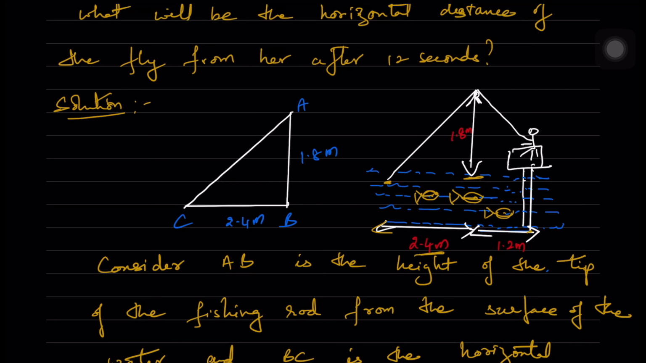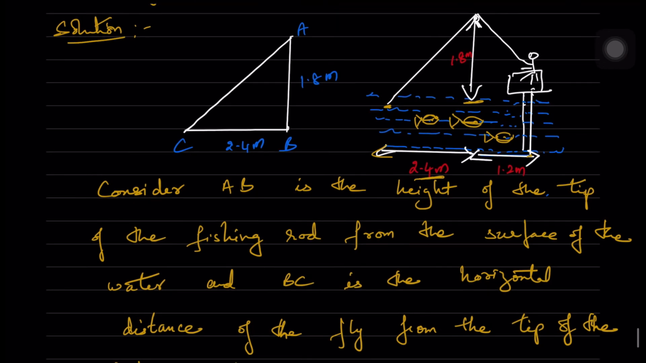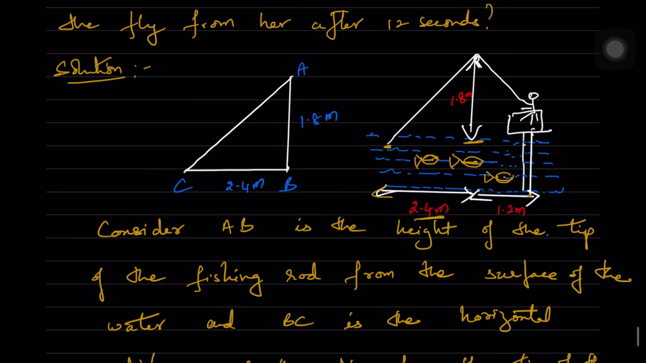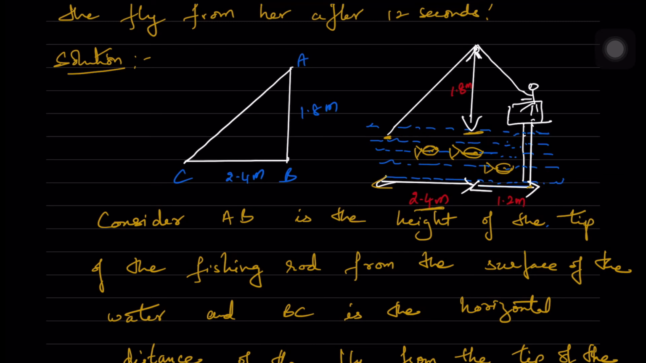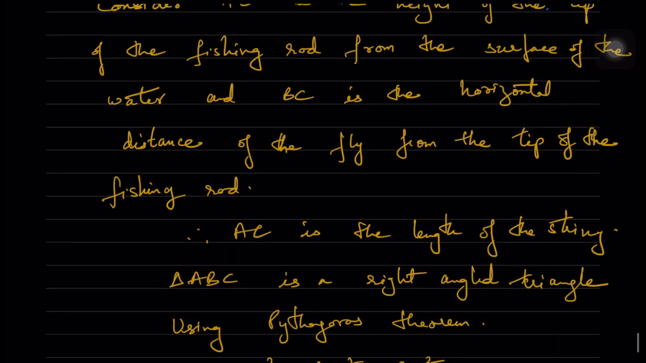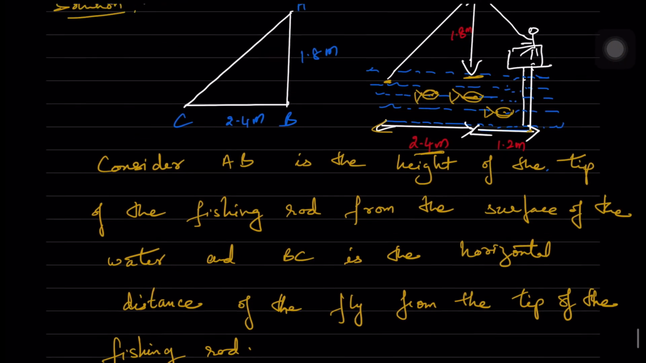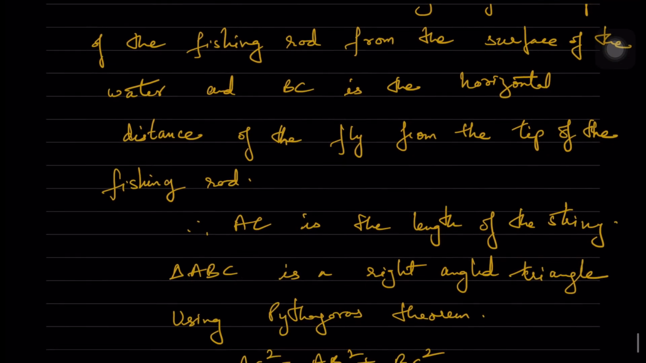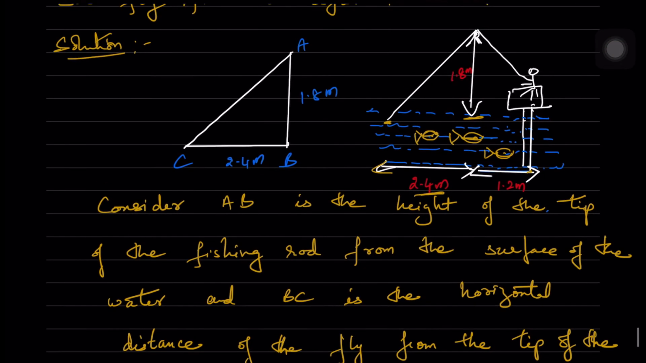So this is from the figure. Now we are just drawing one part of the figure, only from the rod where she has put it into the water. ABC is a triangle. Consider AB is the height of the tip of the fishing rod from the surface of the water and BC is the horizontal distance of the fly from the tip of the fishing rod. Therefore AC is the length of the string. Triangle ABC is a right angle triangle.